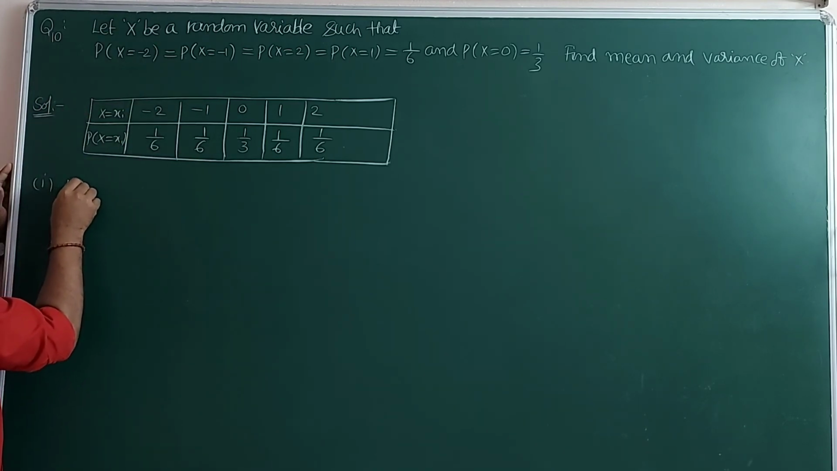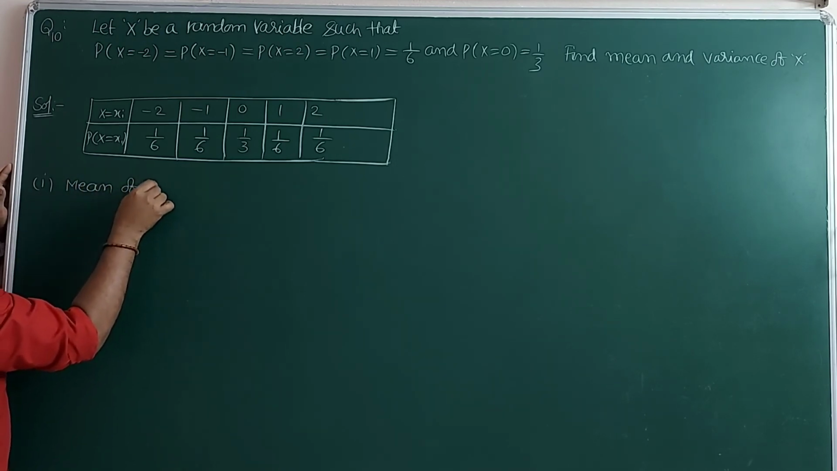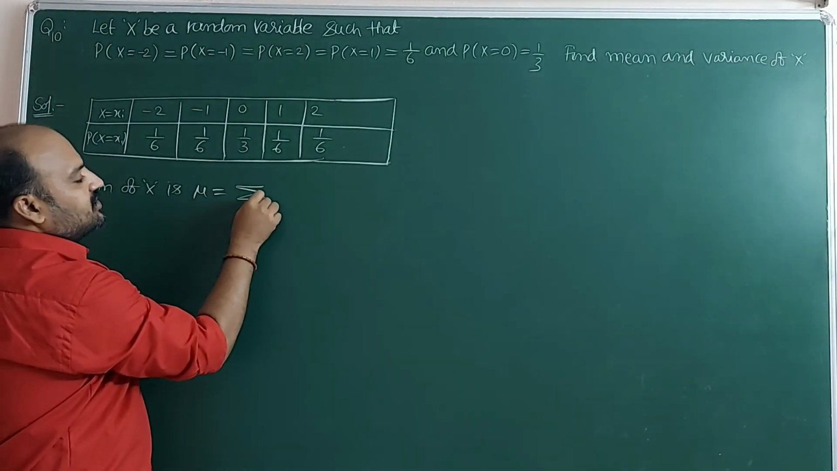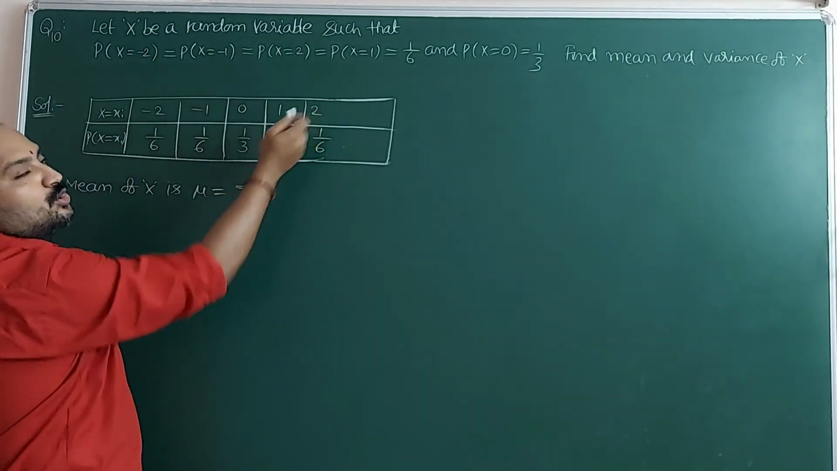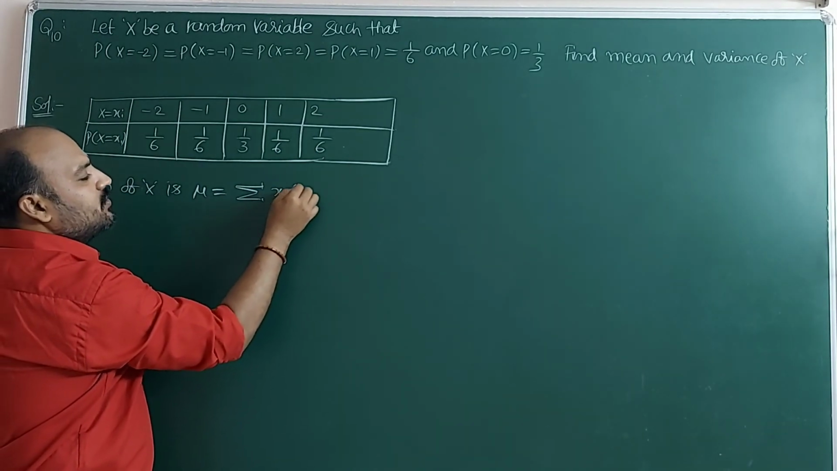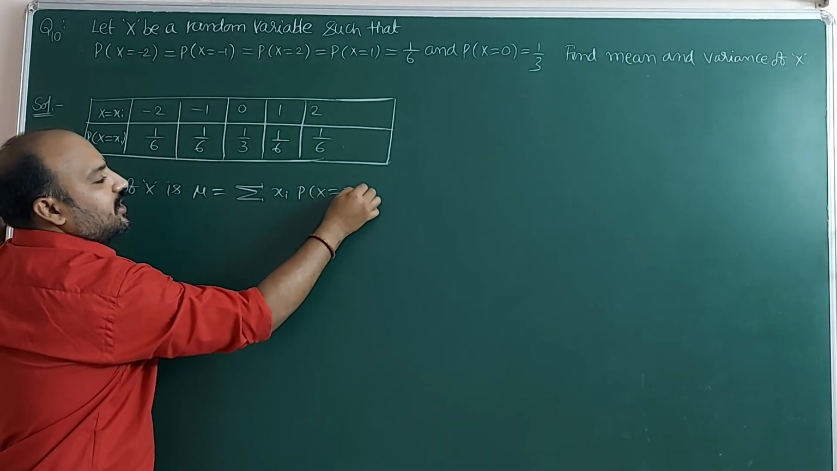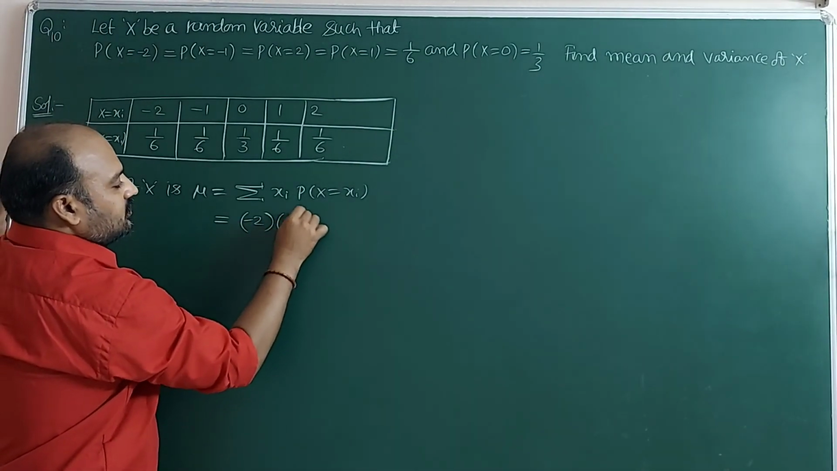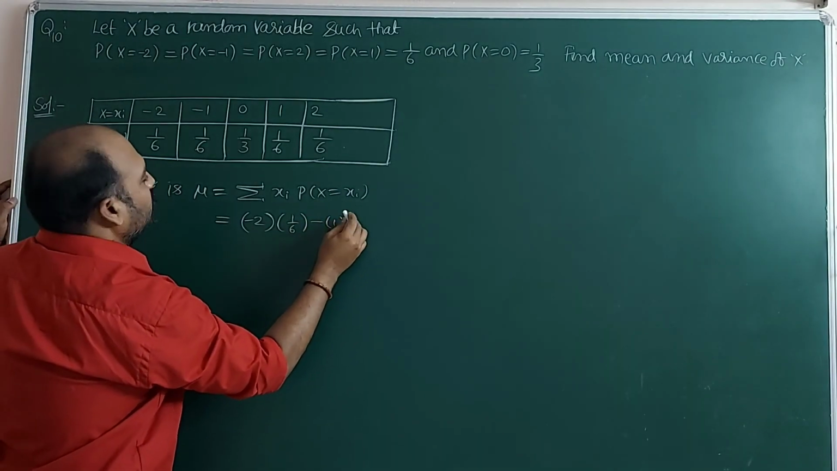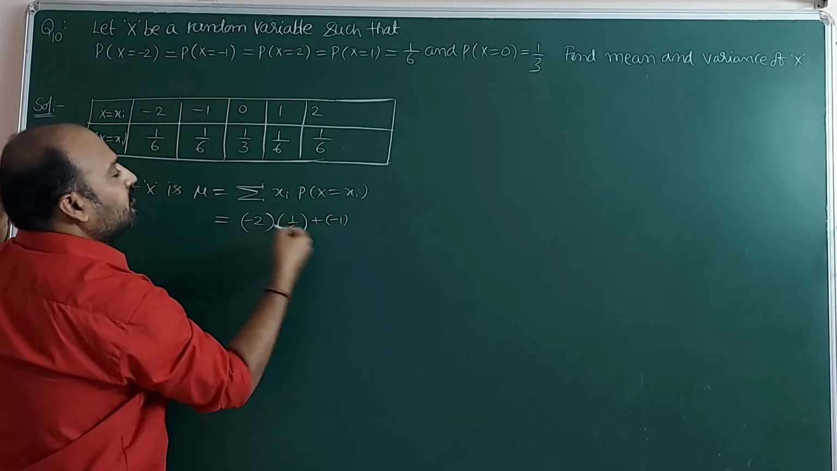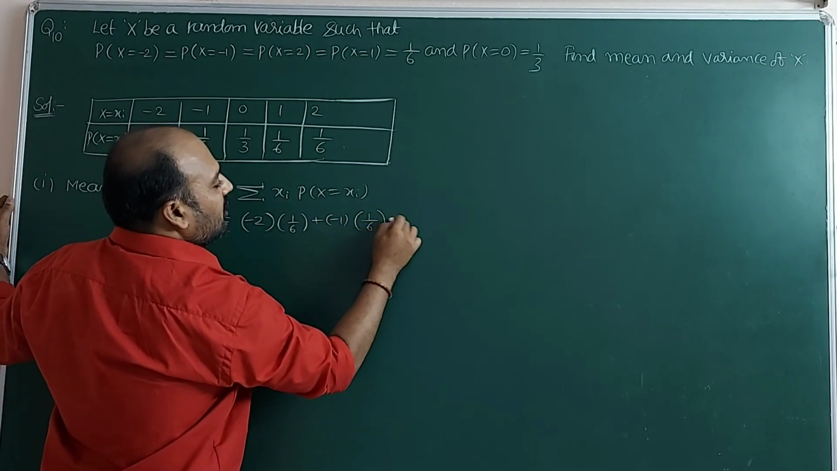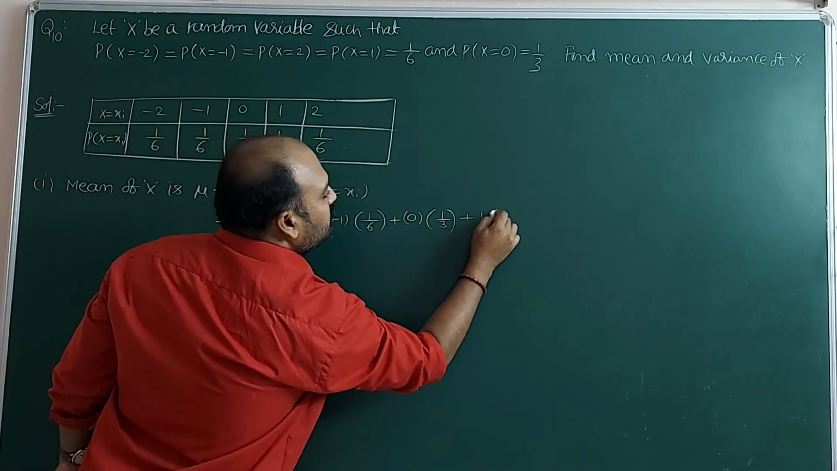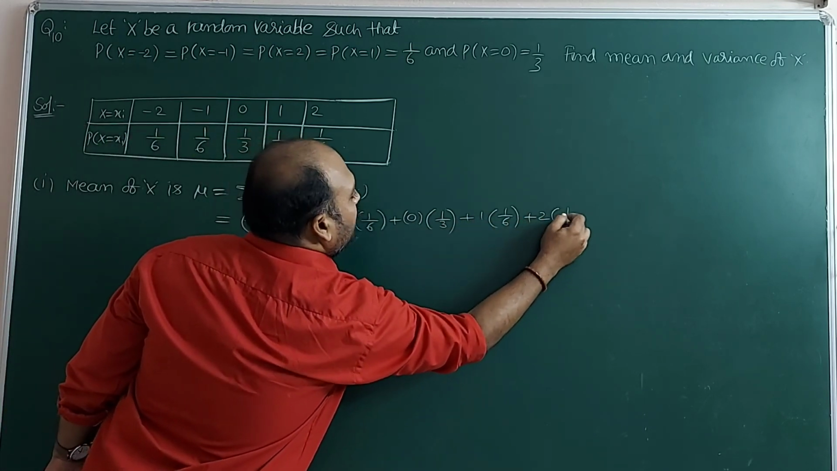So the mean of x is mu equal to summation from minus 2 to 2, no need to write, it is understood, xi into P of x is equal to xi. So minus 2 into 1 by 6, minus 1 into 1 by 6, plus 0 into 1 by 3 plus 1 into 1 by 6 plus 2 into 1 by 6.